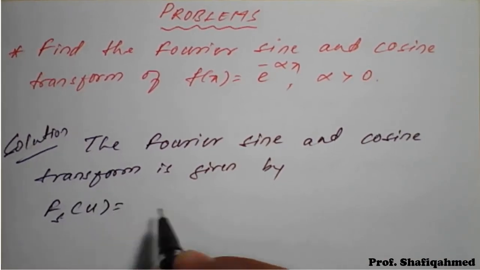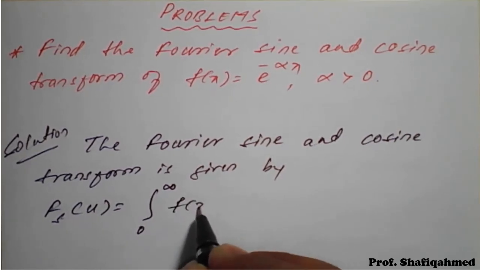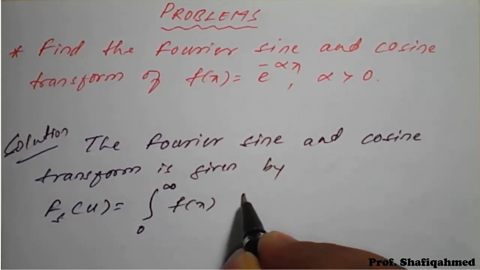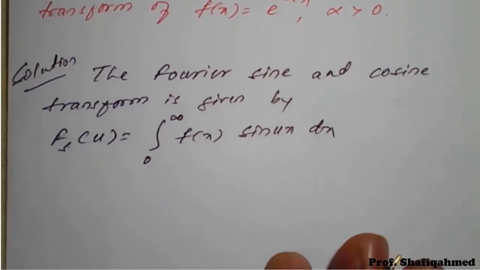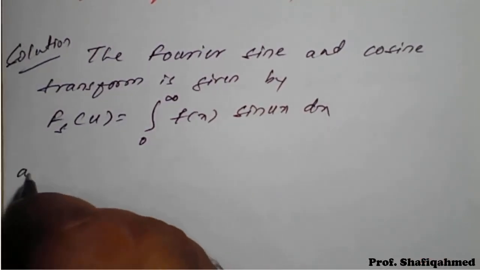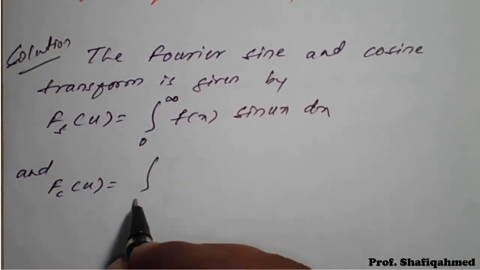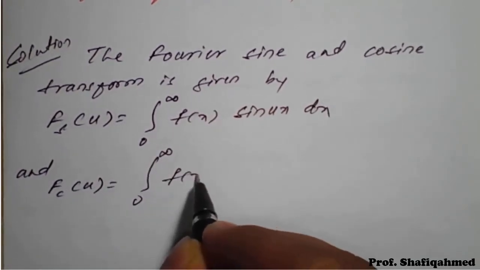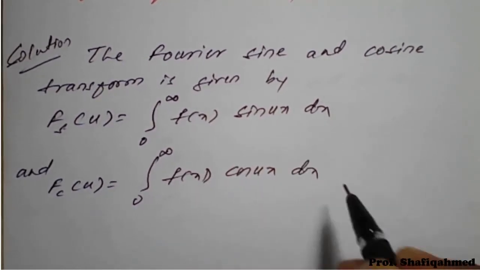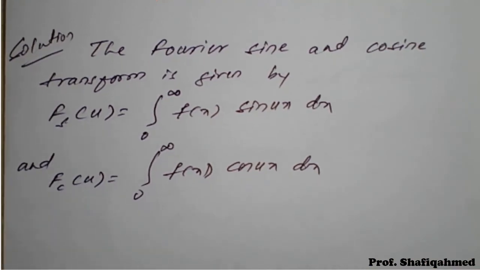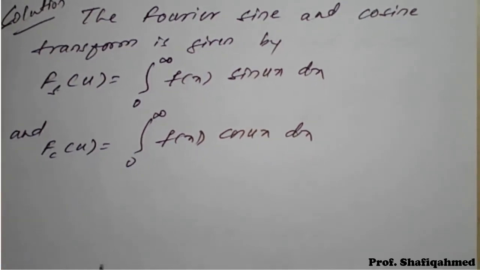fs of u is equal to integration 0 to infinity f of x into sine ux into dx, and fc of u is equal to integration 0 to infinity f of x into cos of ux into dx. By using this Fourier sine and cosine transform definition, we'll find the Fourier transform of the given function.